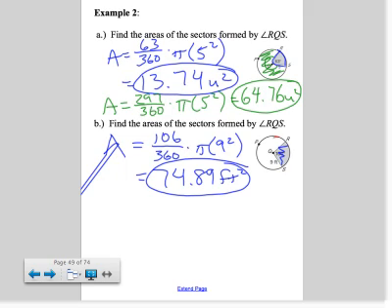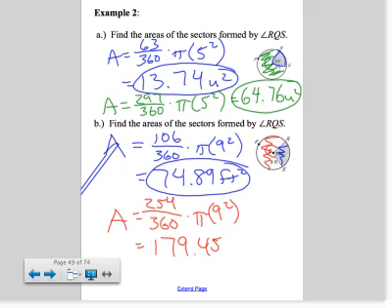If I want to find the area of the red region, I have to find this angle measure now. The angle measure of the blue region is 106, so 360 minus 106 is 254. So 254 over 360 times pi r squared. I'm not going to try to simplify on my own, I'm going to let my calculator do the work. So 254 over 360 times 3.14 times 81, I got 179.45 square feet.